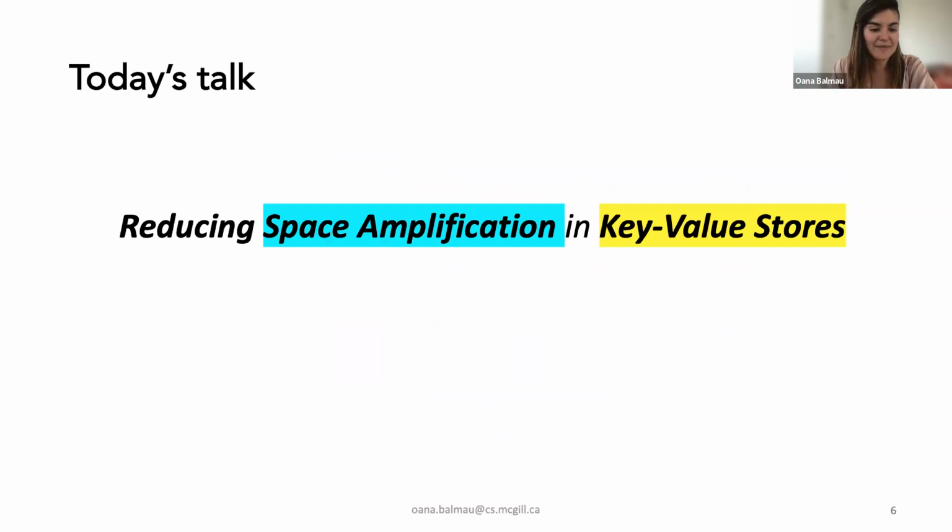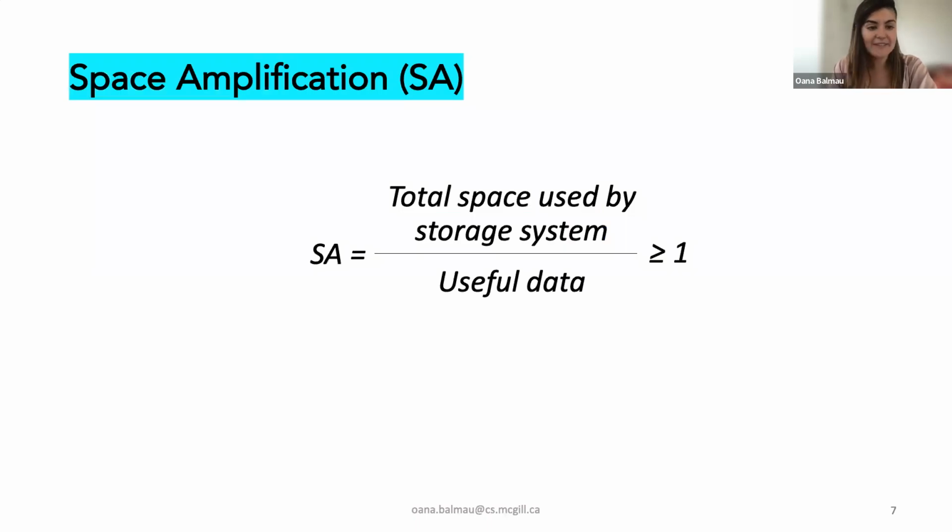So now that I gave you a bit of an overview, a refresher on key value stores, I'd like to talk about space amplification. The way I define space amplification, very simply, is the total space that's taken by the storage system divided by the amount of useful data. Typically, this is the data that we want to store because it's the most recent version of the data, or data that we still need in order to process a query that's ongoing. And typically this ratio is greater or equal to 1.